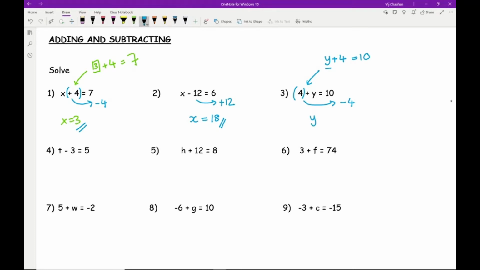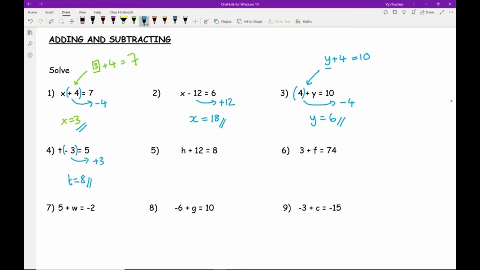So then I've got y left on this side, and I've got 10 take away minus 4, which is 6. Here, so this time we've got minus 3 that I want to get rid of. So the opposite of taking away 3 is to plus 3. So here I've got t equals 8.